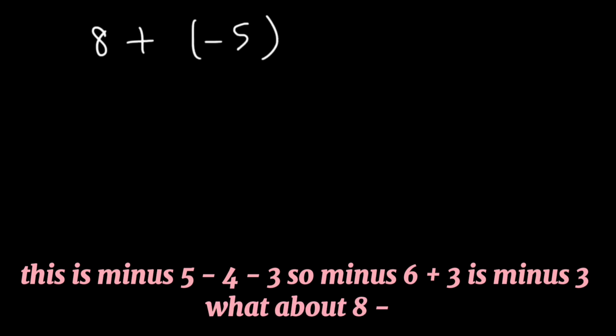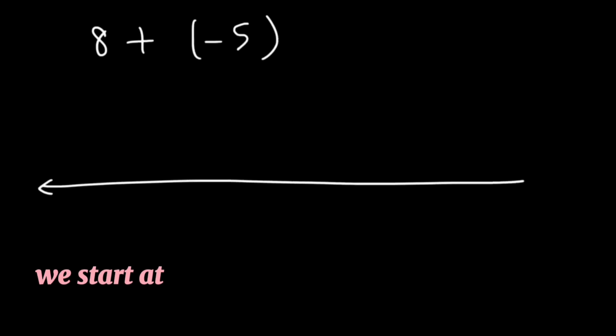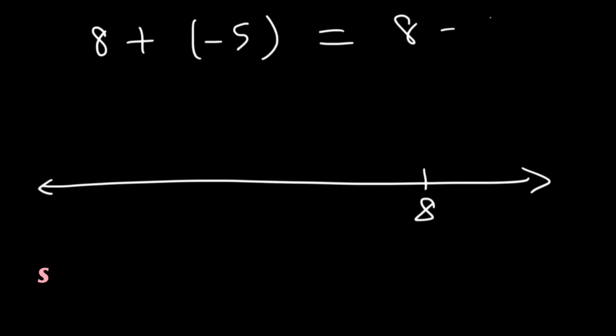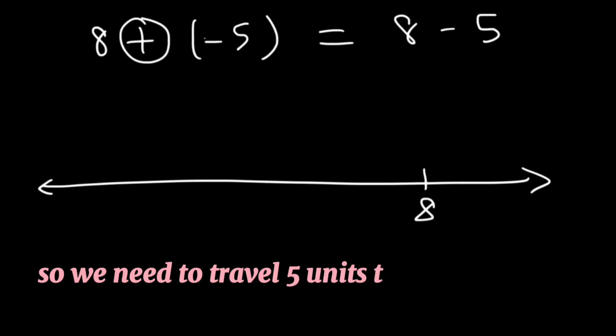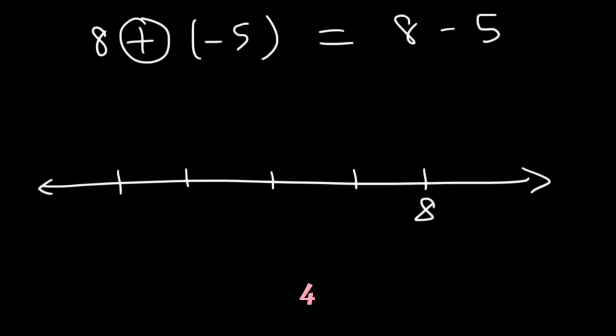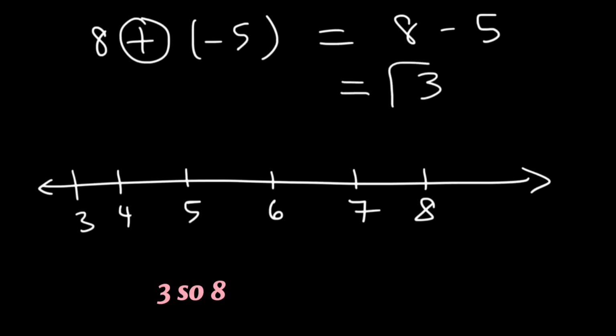What about 8 minus 5? We start at 8 and subtract 5. So 8 plus negative 5 is equal to, we need to travel 5 units to the left on the number line. This is going to be 7, 6, 5, 4, 3. So 8 minus 5 is going to be 3.